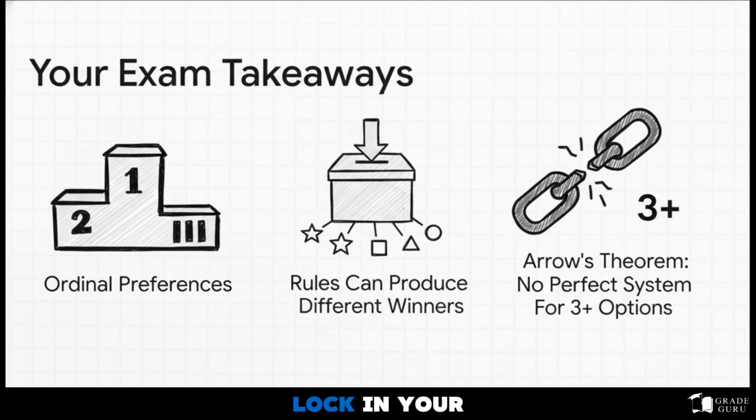All right, so let's lock in your exam takeaways. Number 1, social choice theory is all about making group decisions when you only have ranked preferences. Number 2, the voting rule you choose isn't just a detail, it can completely change the outcome. And number 3, Arrow's theorem is the big one. It proves there's no perfect voting system for 3 or more options. Every single one involves some kind of trade-off.